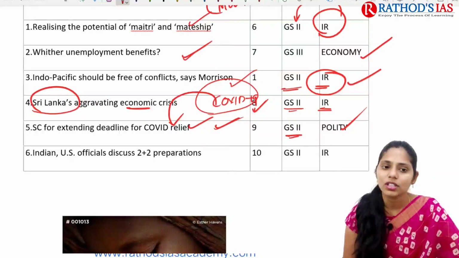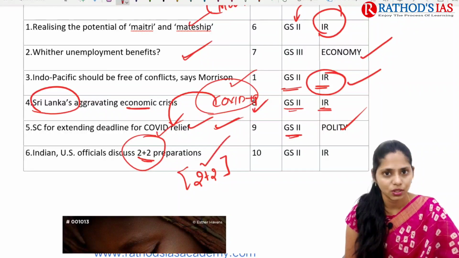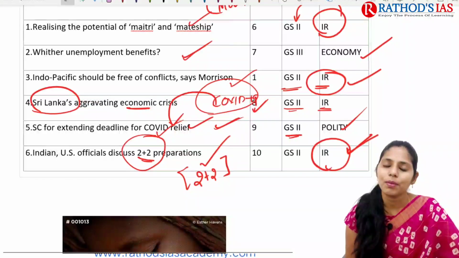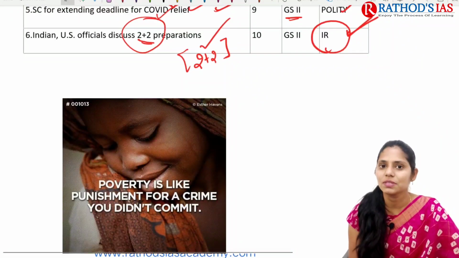And next topic is regarding India-US officials discussing 2+2 preparations. This article is mainly talking about the 2+2 dialogue between India and US. Again, this topic is important from your international relations, which mainly comes in GS paper 2.